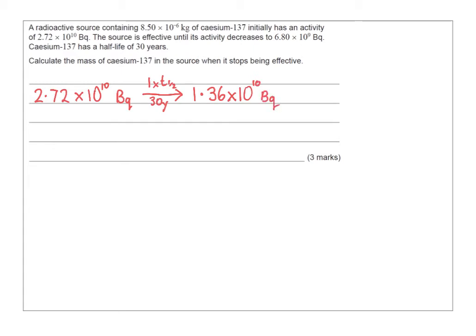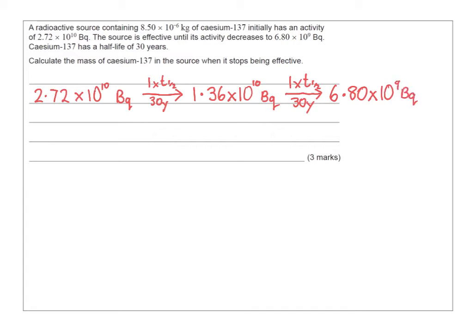So you can see there we haven't got down to 6.8 yet, but if we keep going, and as I said, you'll only get these questions where it basically works out simply like a whole number of half-lives. So after another half-life, so after another 30 years, that will drop by half again, and half of 1.36 is 0.68, but if we did this in the calculator, we would divide that by 2, we would get 6.8 times 10 to the 9 becquerels.